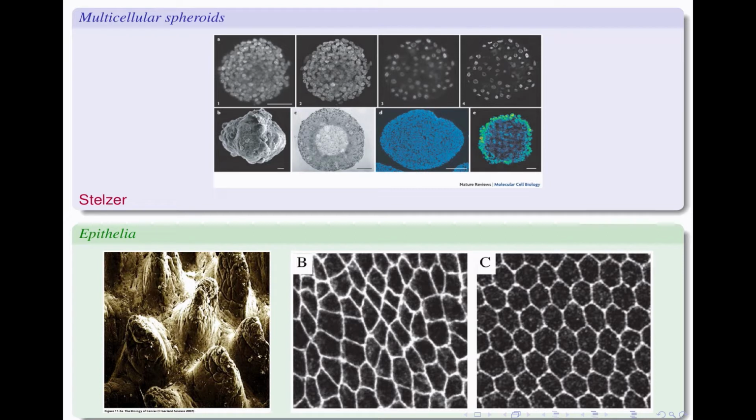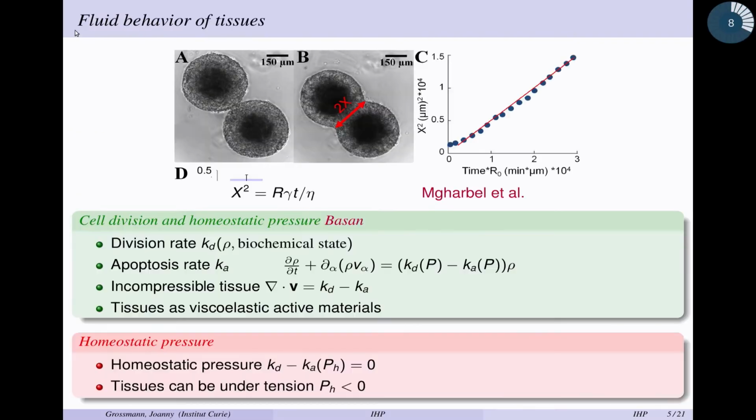I won't talk about that here. My next example comes from development. These are pictures from the wing disc of Drosophila. And this is also a two-dimensional tissue, which is the type of tissue that people study when they use vertex models. So this is the kind of stuff that I will talk about today.